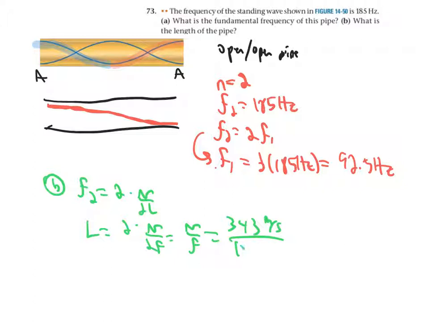Although honestly, you should have that specified. That's sort of a glitch on his part. This becomes 1.854 meters, but we only have 3 sig figs, so really the length is 1.85 meters.